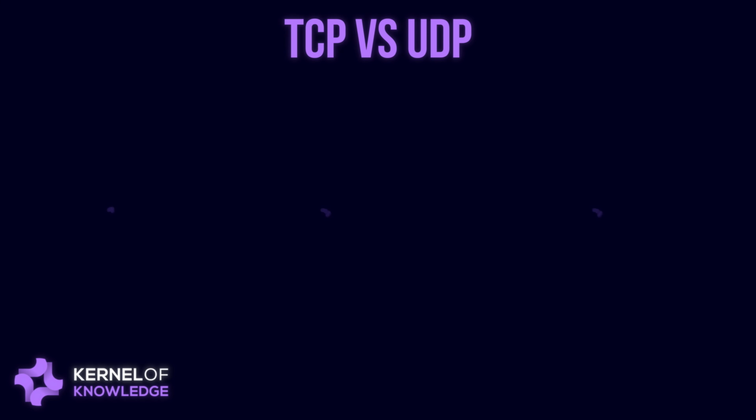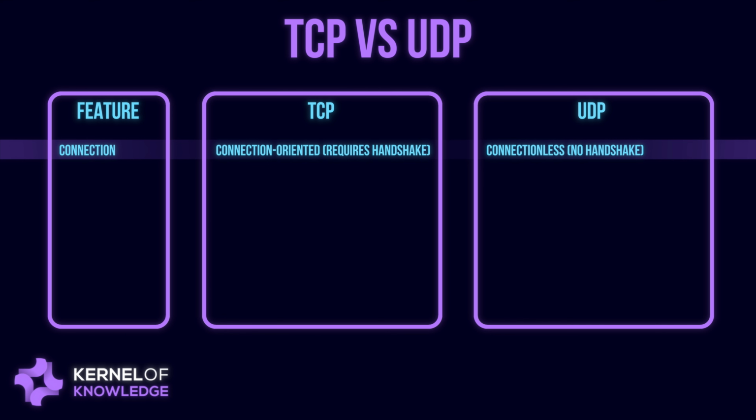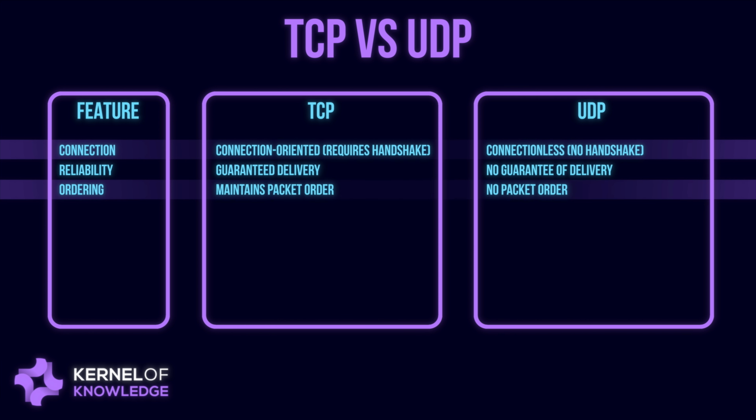So to compare TCP versus UDP, in terms of the connection, TCP requires the handshake, as we've seen, whereas in UDP it's connectionless. There's no handshake at all. In terms of reliability, TCP guarantees the delivery, whereas UDP offers no guarantee. In terms of ordering, TCP has ordering packets, whereas in UDP there is no packet ordering. TCP is slower due to the overhead of the connection and the ordering, whereas UDP is much quicker due to the simplicity of the protocol.